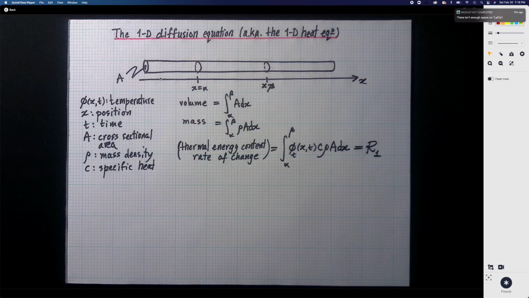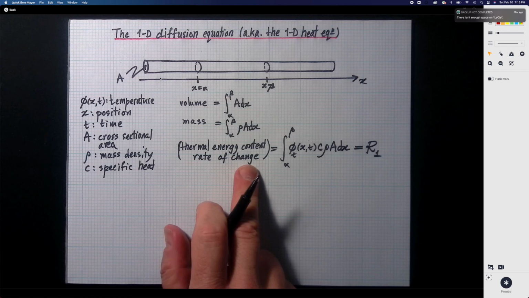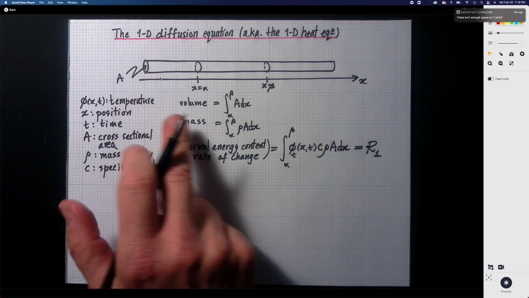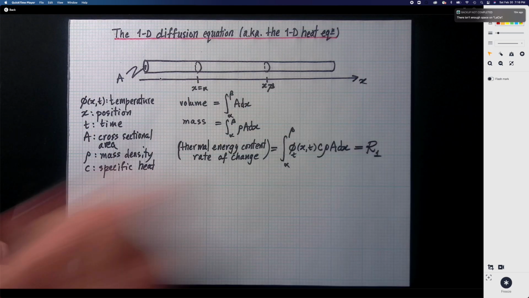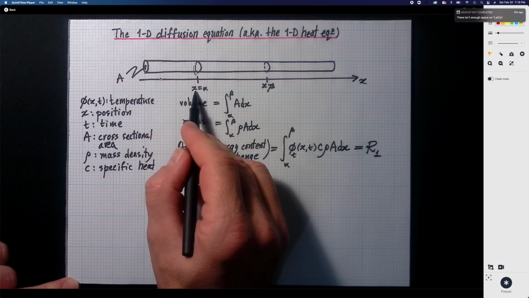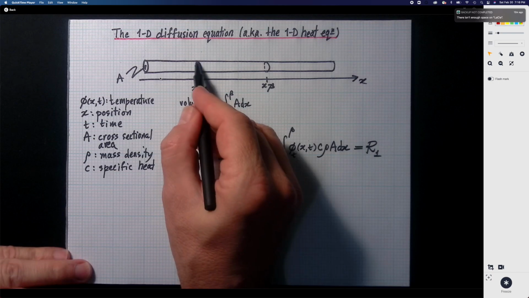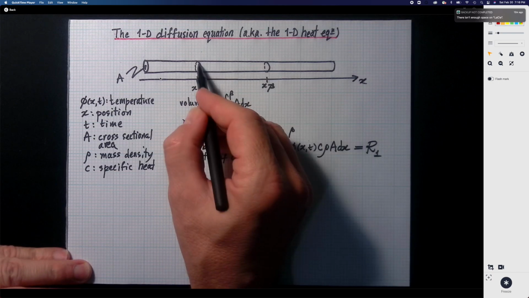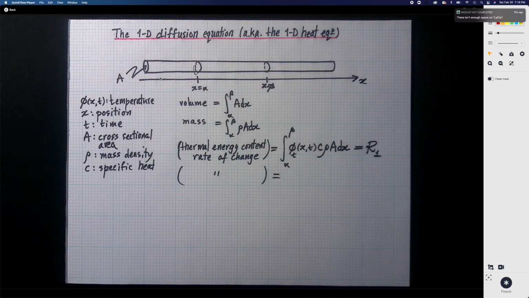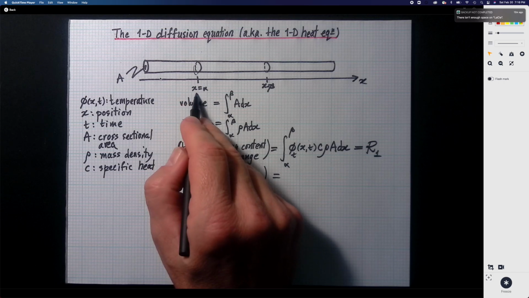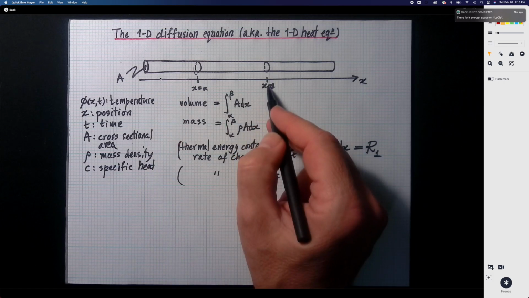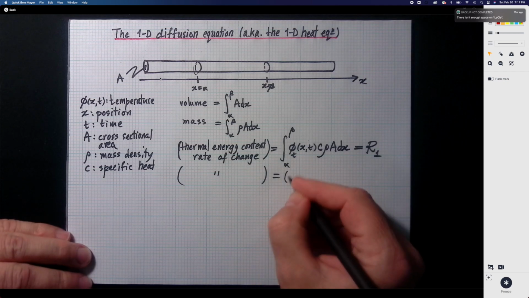Now there's another way in which we can get the rate of change of the thermal energy content, and that's by measuring the heat conduction through the cross-sectional area at x equals alpha and at x equals beta. Now we're going to assume that the sides are insulated except for the two ends. So that's going to be the heat flux through x equals alpha minus the heat flux through x equals beta.